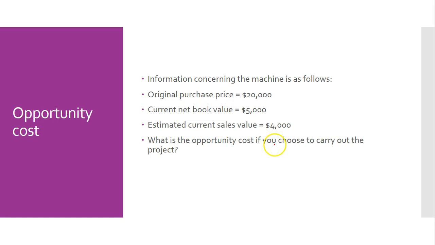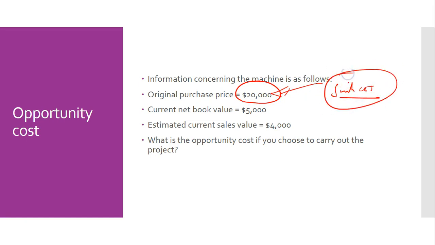So this is a nice little example. You bought this machine for £20,000 a long time ago, so this is a sunk cost. It has no bearing on what we do in the future. The current net book value is an accounting figure, 20,000 minus 15,000 of accumulated depreciation. Remember that we don't really care about it. Accumulated depreciation is our estimation of how much the machine has fallen in value over the period, so another accounting figure. And then we have the sales, which is a potential cash flow, and this is the relevant figure we need to be looking at.